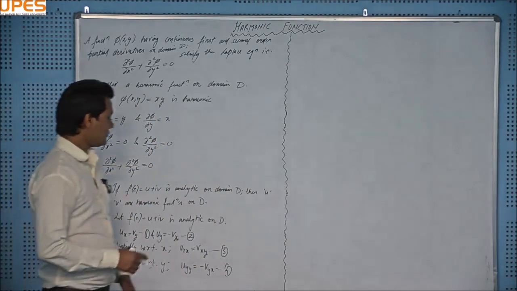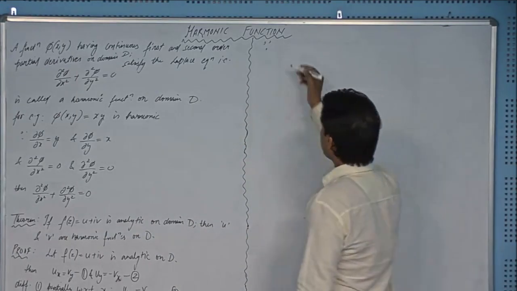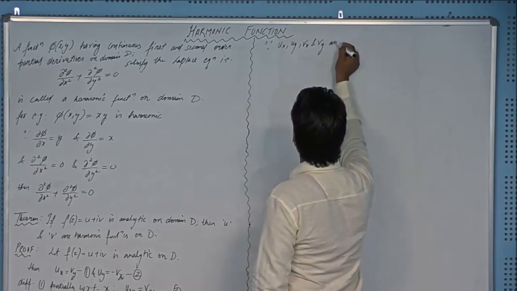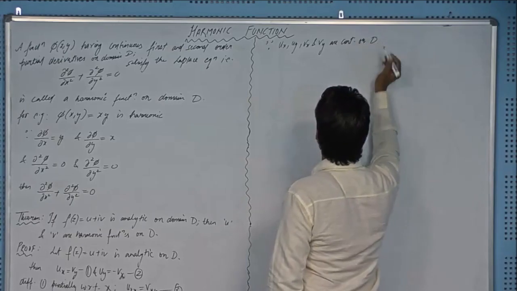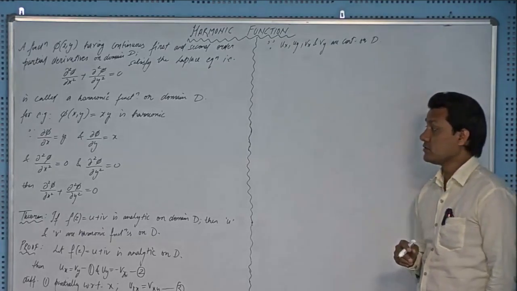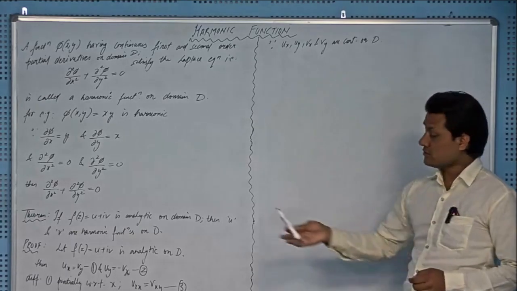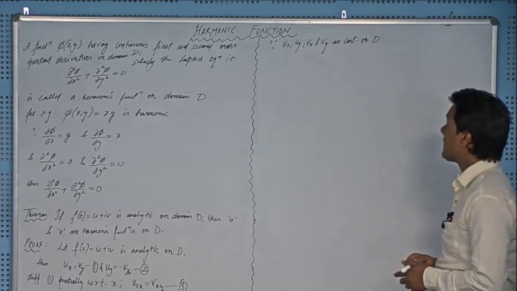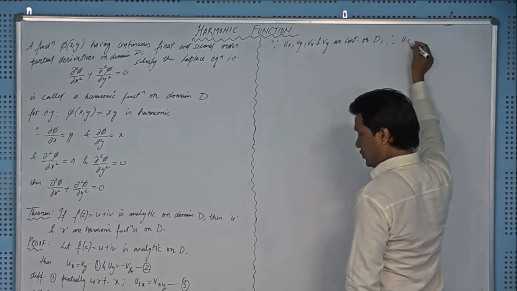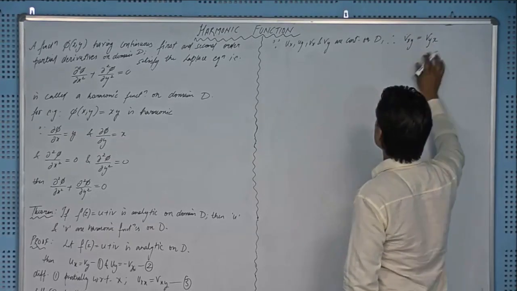Since all the derivatives are continuous, since ux, uy, vx and vy are continuous on D, and this is one of the criteria of analyticity, right? First is the CR equations, and the second one is the continuity of these partial derivatives and functions u and v also, right? And since they are continuous on D, therefore vxy should be equal to vyx. You should note this step.